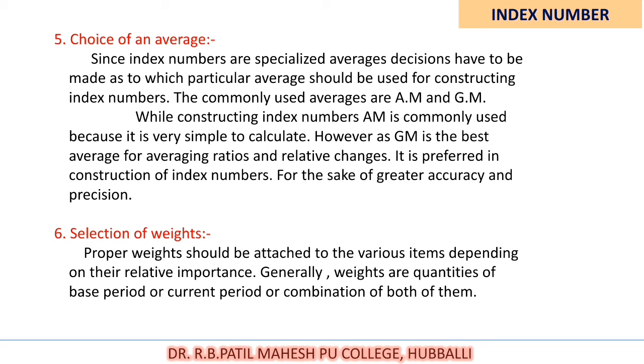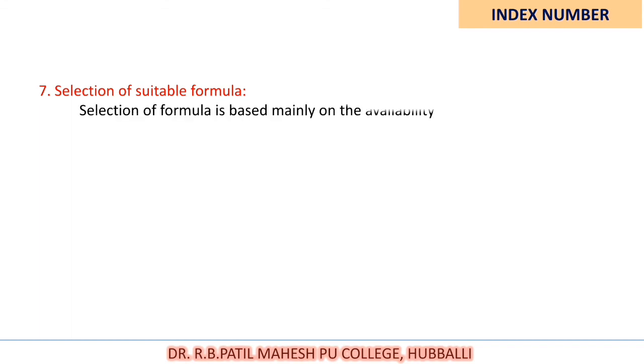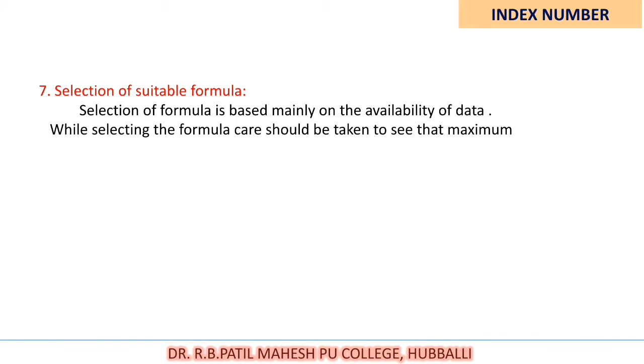Okay. So the seventh step is selection of a suitable formula. Selection of formula is based mainly on the availability of data. While selecting the formula, care should be taken to see that maximum use of the available data is made. See, now we are ready with all the data. The final step is to construct the index number.